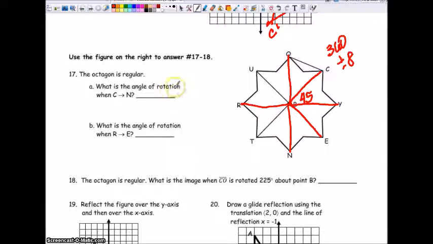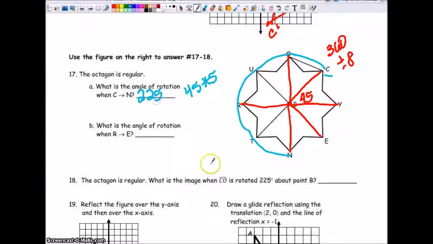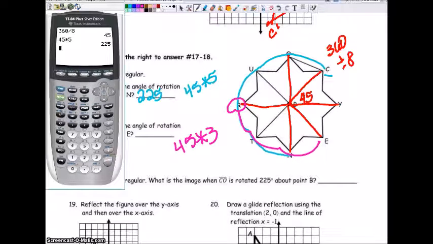What is the angle of rotation when C goes to N? If you start at C, remember counterclockwise, 1, 2, 3, 4, 5. So you're going to say 45 times 5, and you get 225. What is the angle of rotation when R goes to E? You start at R and go 1, 2, 3. So it's 45 times 3, and you get 135.